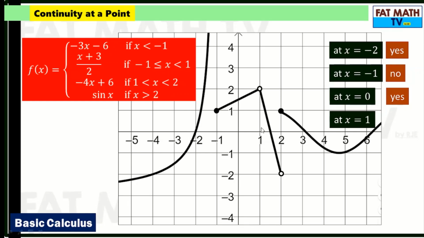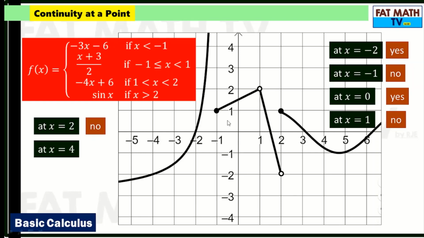At x equals 1, it's this part here, so you will have a hole. So if there's a hole, that is not continuous at that point. So the function f of x is not continuous at x equals 1. So no. How about at x equals 2? At x equals 2, this part here, so obviously there will be an interruption. So no. At x equals 4, at x equals 4 is this part of the graph. So yes.